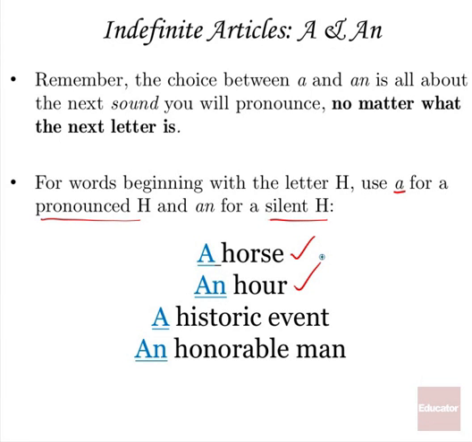A historic event. You will hear people say an historic event or an historical fact. Some people do that. It's pretentious and it's generally wrong. Just say a historic event. If you're pronouncing the H, say the A. But an honorable man, because the H in honorable is silent.